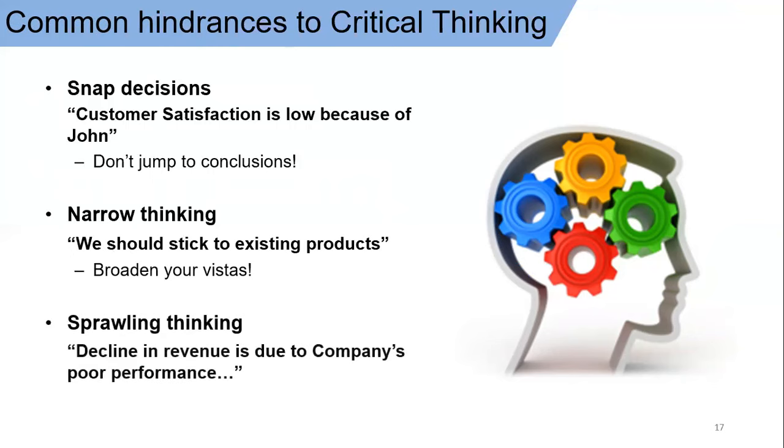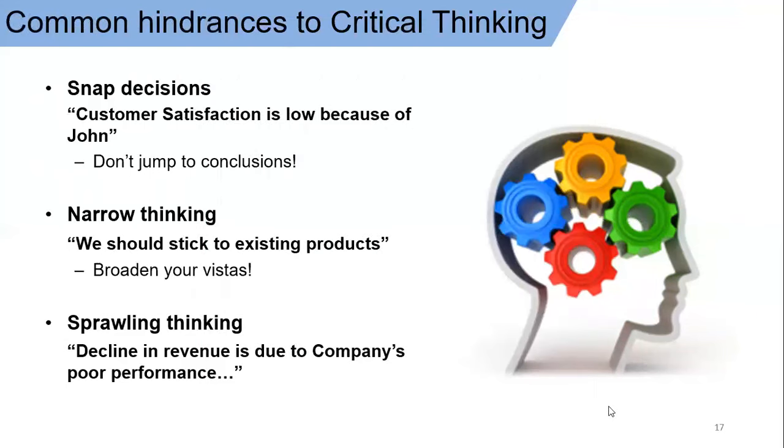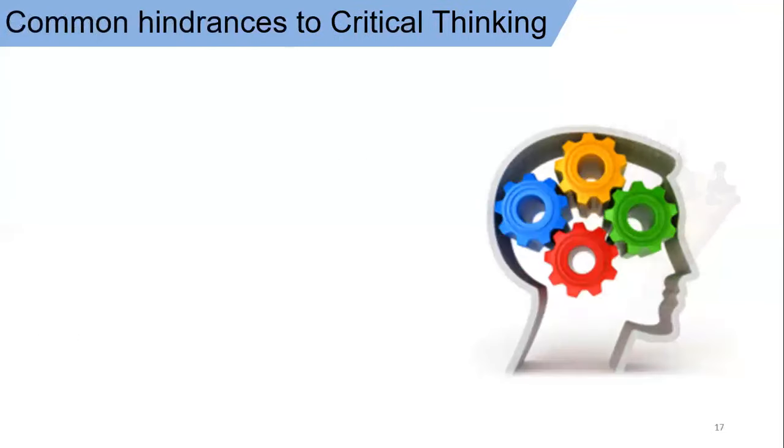And then sprawling thinking, things like saying declining revenue is due to company's poor performance, which, by the way, if you flip this around and you say the company's poor performance is due to declining revenue, it's probably going to give you very much the same sort of effect there, right? And then Shravan says ego, right? And this is a great observation, and this is why in the last slide, I talked about the fact that the hardest thing to do is being willing to explore alternative views from different people on the team or your stakeholders, right?